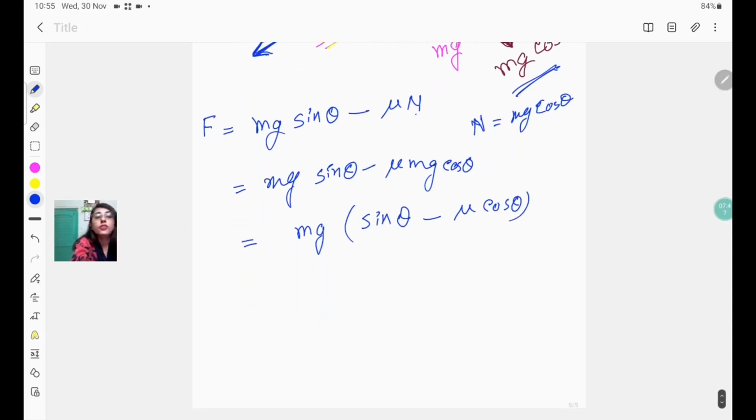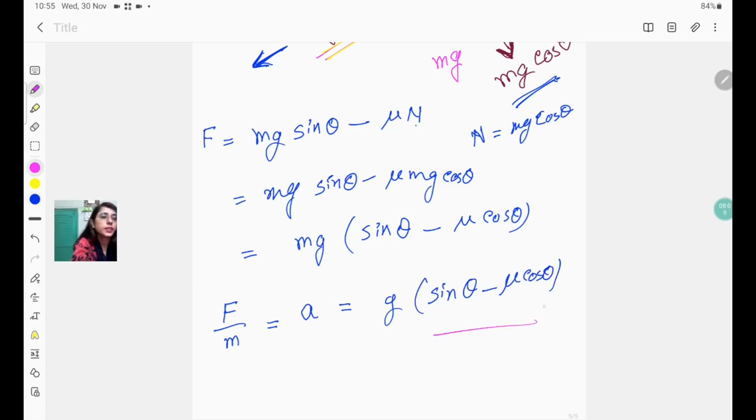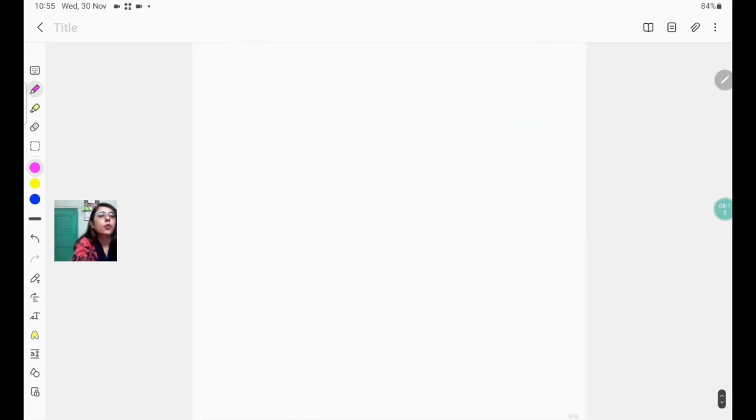Now if we need to find the acceleration, we can find it by F by m, that is force by mass. Suppose we write it as a, then the acceleration a will be g into sin theta minus mu cos theta. Suppose we give this equation the number 1. Okay.